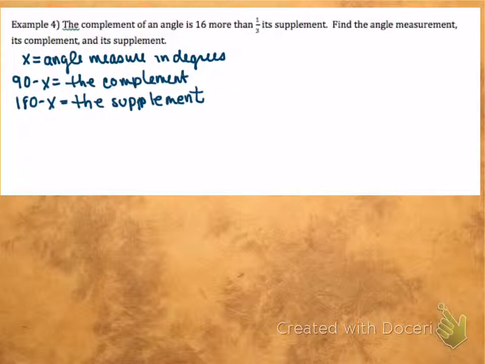Then we go back, we want to establish the equation, so you've got to read through, and it says the complement of an angle is, so that would be 90 minus x is your equal, 16 more than, so that's going to be adding 16 to 1/3 its supplement. So that's 1/3 of 180 minus the x. Then we would simplify and solve that equation. Go ahead and solve that equation and enter your value for x into Edpuzzle.